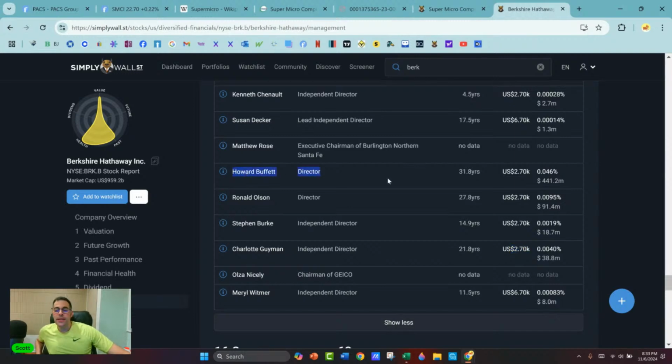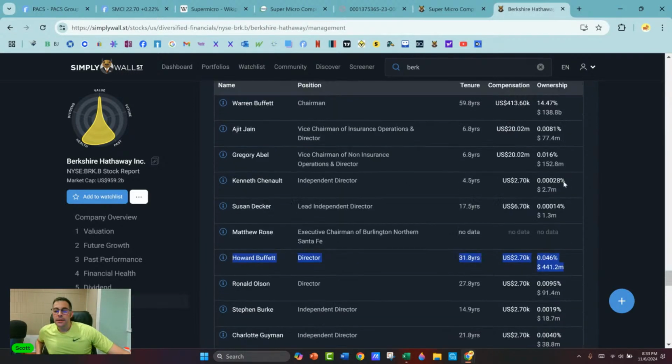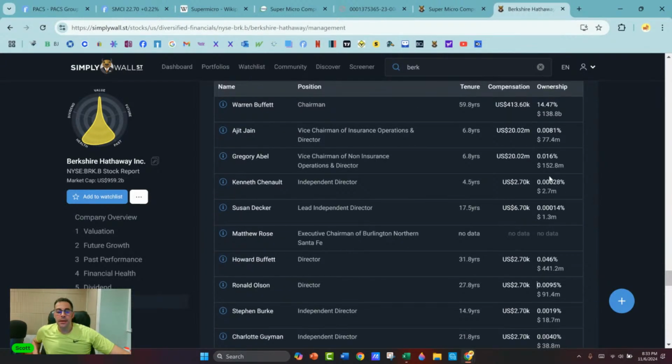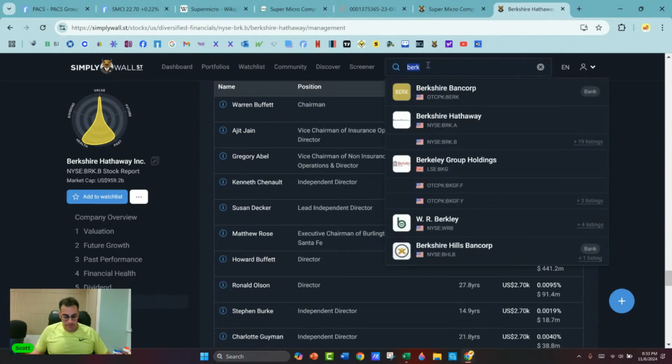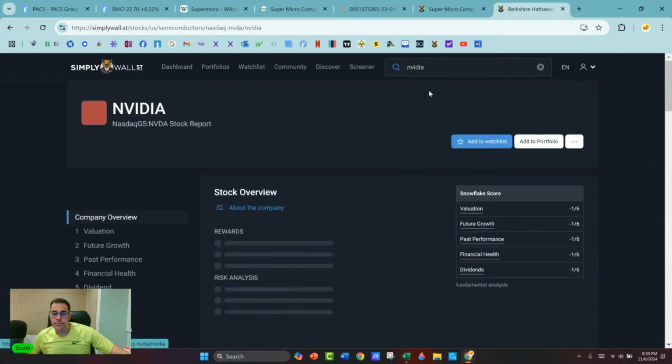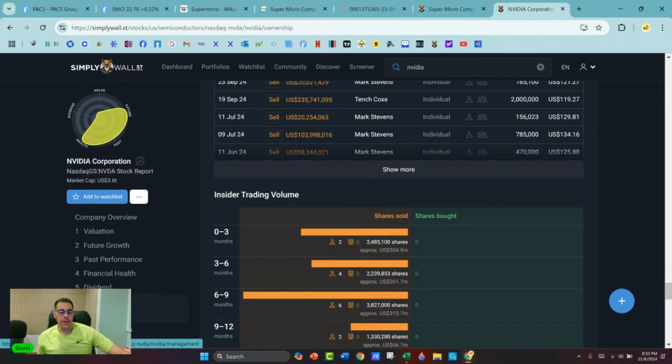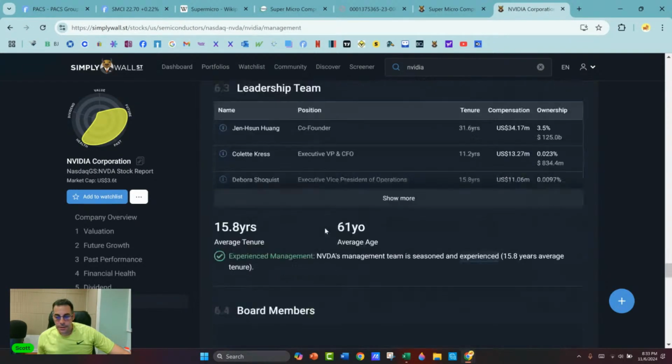Howard Buffett. Oh, I didn't see that. $2,700. Yeah, but he owns $441 million of stock. You don't have to pay. I mean, all these people have so much money, not just in Berkshire stock, but so much money in their personal stock. What's another? Yeah, that's interesting. I didn't think board members made that much money. I thought it'd be like $50K. It shows you how out of touch I am.